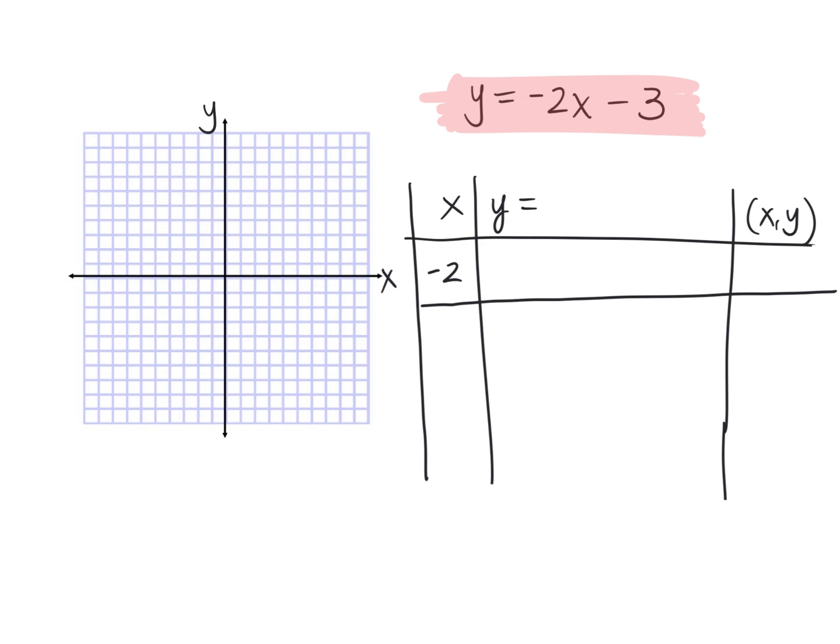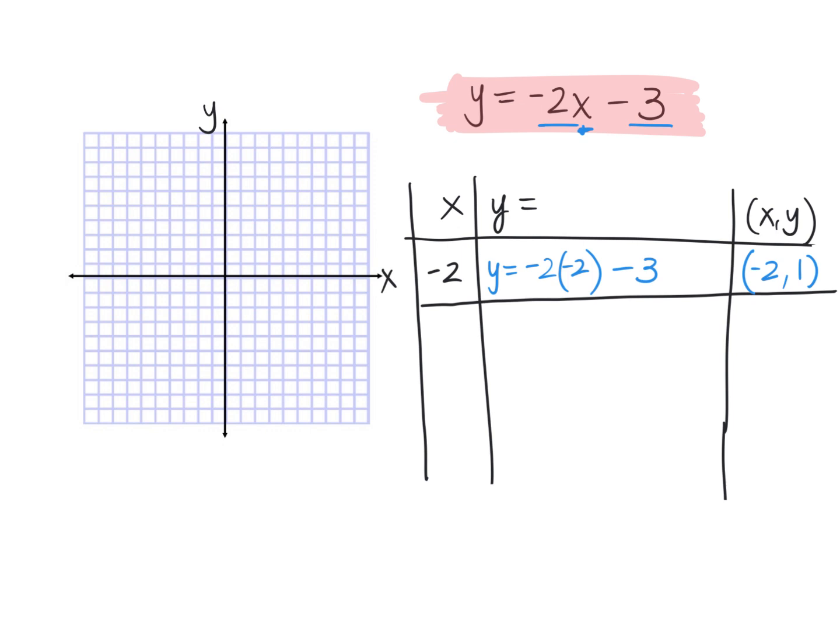So what you do is you plug it in to the equation here. So it's going to be y equals -2 times -2, because that's what I'm choosing for my X, and then -3. Okay, so -2 times -2 is 4. 4 minus 3 is 1. So my coordinate is going to be -2 comma 1.